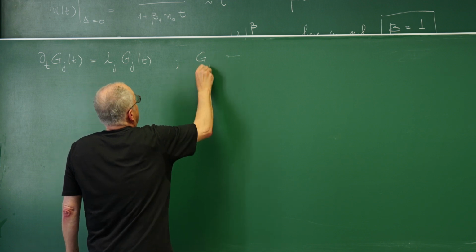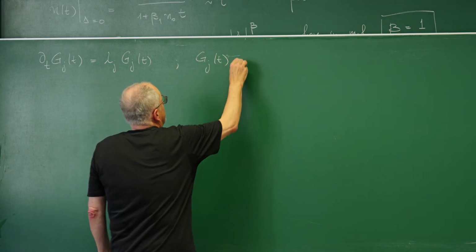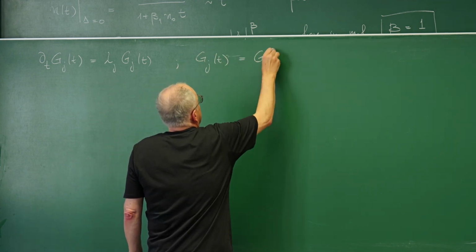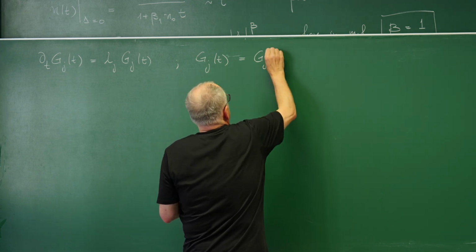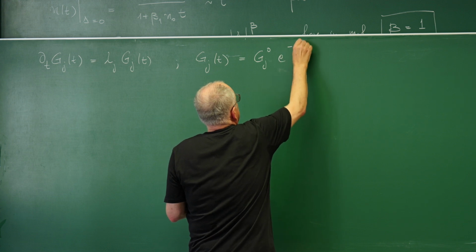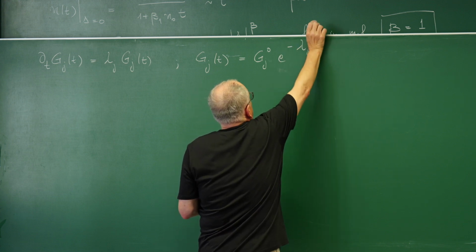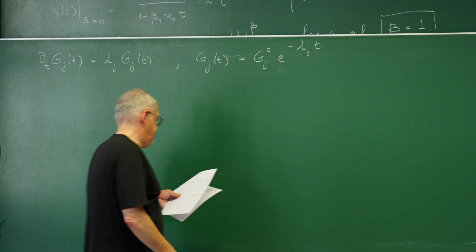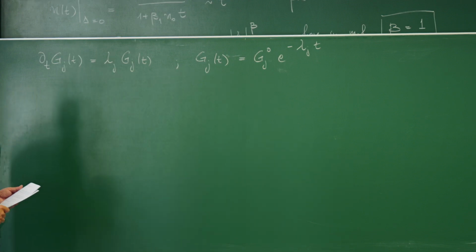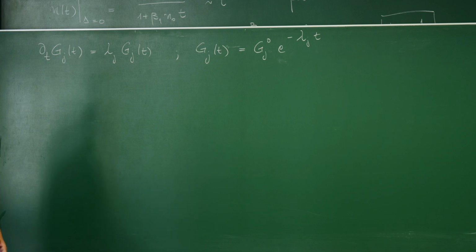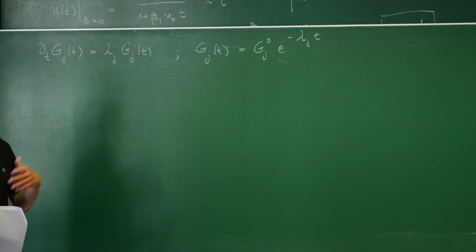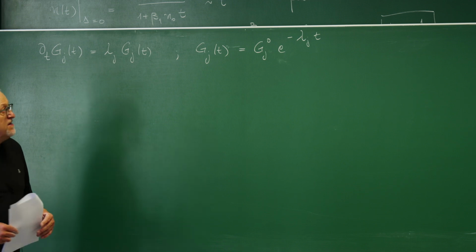And this is solved by exponentials with initial value G_j(0) e to the minus lambda_j times t. So in order for that to be a meaningful solution, we need that our probability densities are bounded, right? They cannot explode because we have normalization.